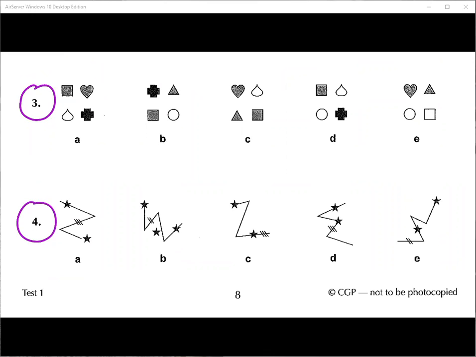Okay, question number 3. Talha, can you please help us with this one? What's common with all of them? What thing is the same throughout all of them? They all have a square. They all have a gray square. Which one doesn't have a gray square in it? E.